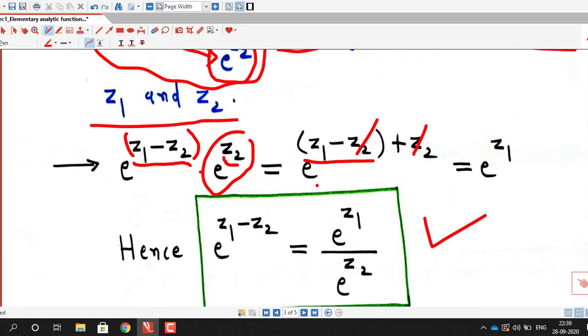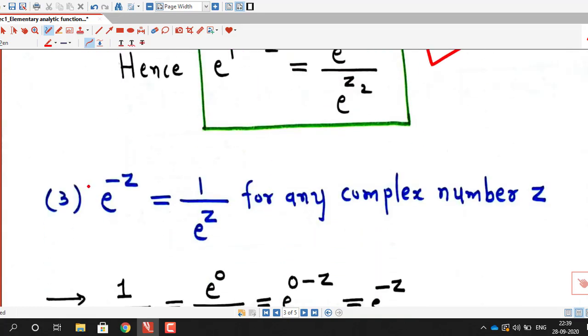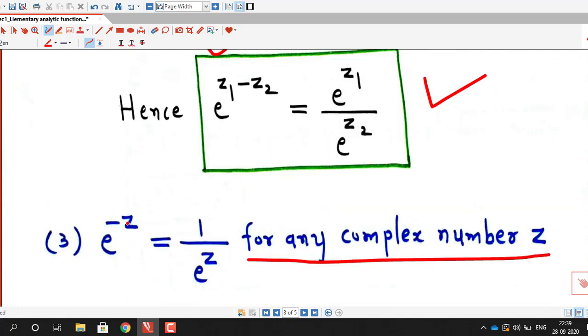If you wish, you can prove this by taking z1 equal to x1 plus iy1 and z2 equal to x2 plus iy2. So depending on the instruction of the given question, you should go appropriately. Next property, e raised to minus z is nothing but 1 upon e raised to z for any complex number z. So we will prove this property using this one.